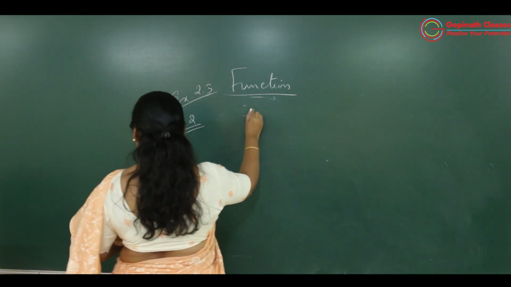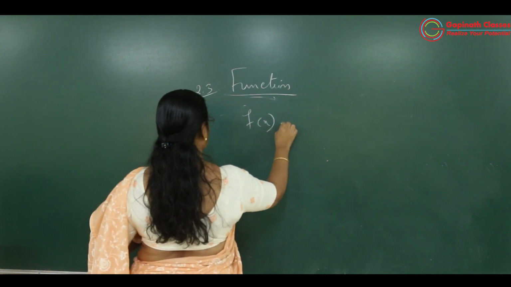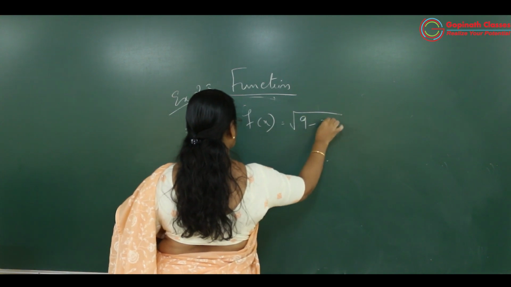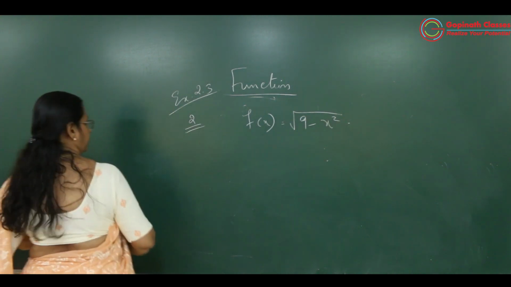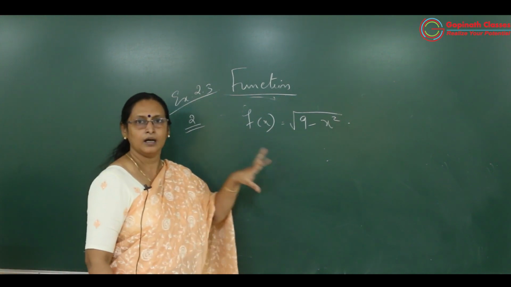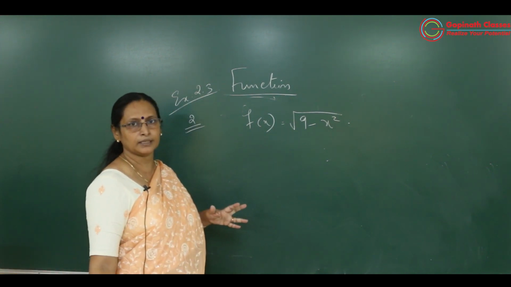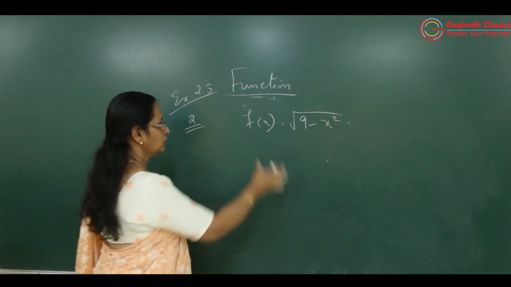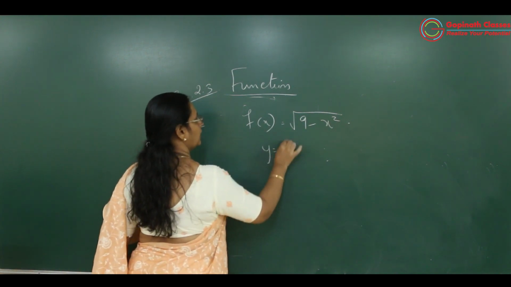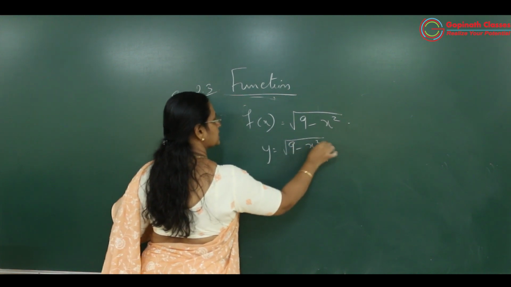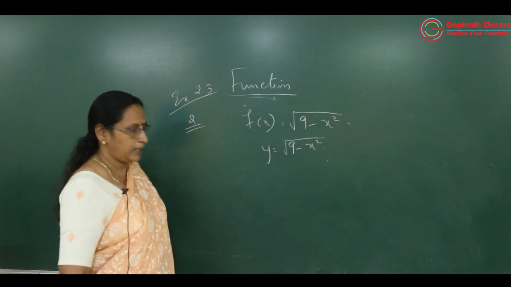It is f(x) equal to under root of 9 minus x square. So x is domain and y is codomain. x के बारे में हम बताएंगे तो it is domain, y के बारे में बताएंगे it is range. तो f(x) is nothing but y. y is equal to under root of 9 minus x square. So let us talk first about domain.